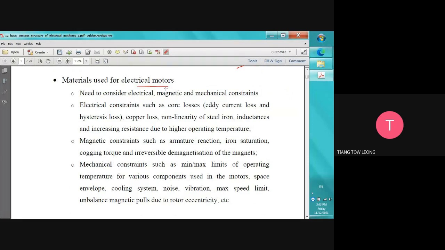Material used for electrical motors. We need to consider the electrical, magnetic, and mechanical constraints. Electrical is the current. Magnetic is the flux density they generate. Mechanical is how we construct the motor. These are the things we need to consider for electrical machine design. Electrical constraints include core losses, copper losses, non-linearity of steel iron, inductances, and increasing resistance due to higher operating temperature. Everything here will be considered in electrical machine design.